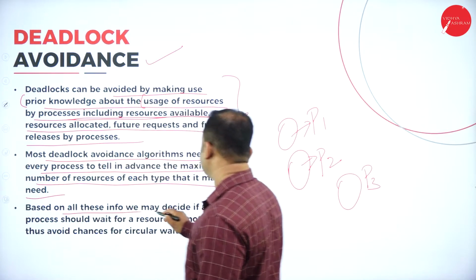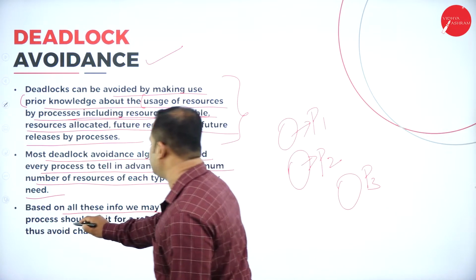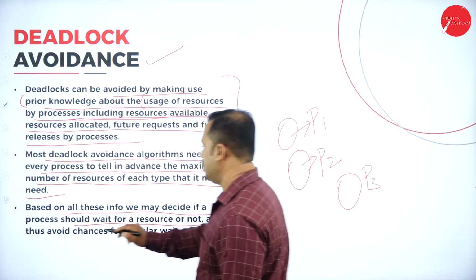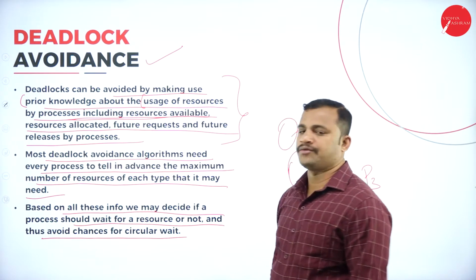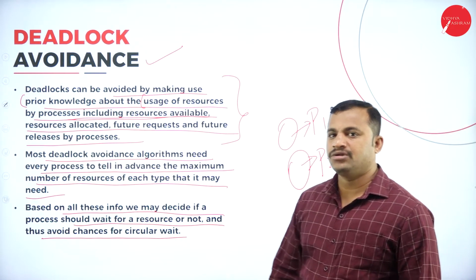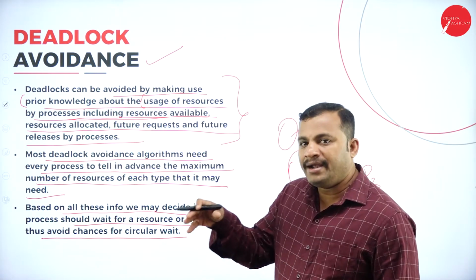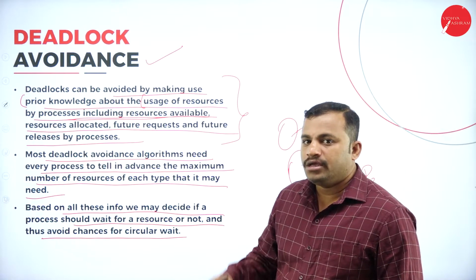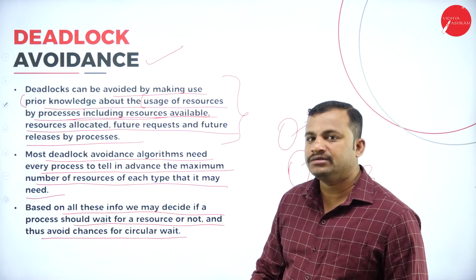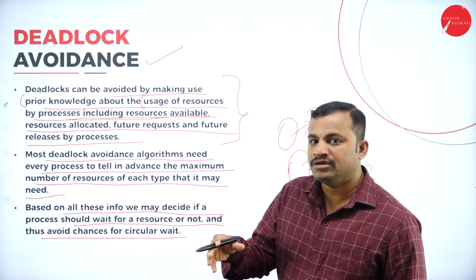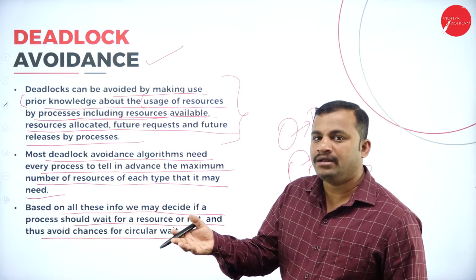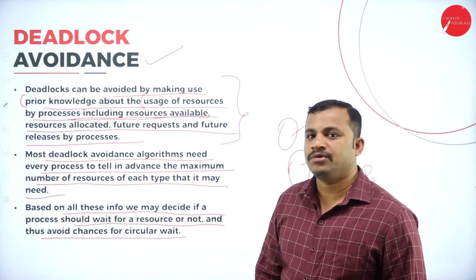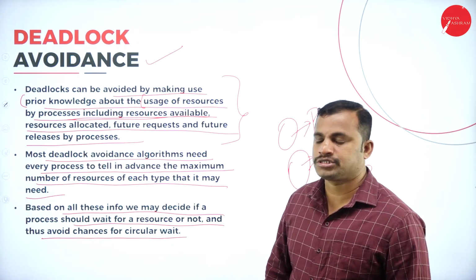Based on all this information, we may decide if a process should wait for a resource or not, and thus avoid chances of circular wait. That is, this circular wait helps you to land up in deadlock. If we avoid the circular wait, that means avoiding a cyclic graph, which leads to a regular system without any deadlocks.